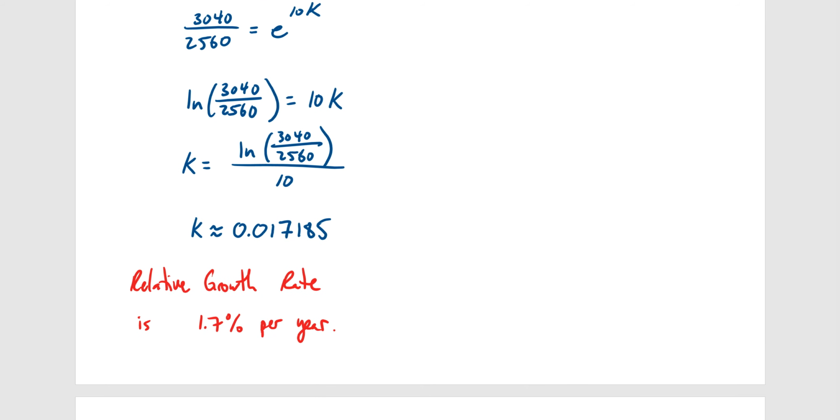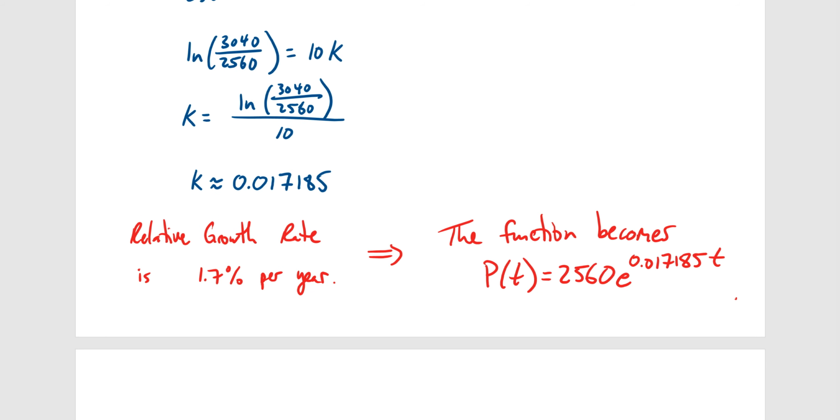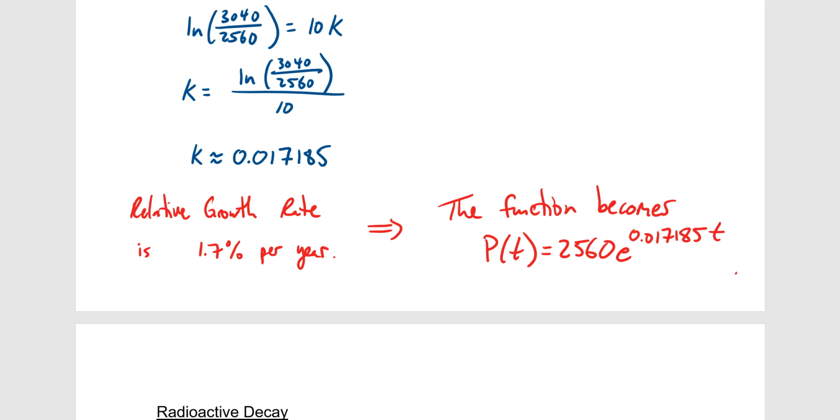From this, we now have our updated function. So now our function, P of t, is 2,560 e raised to the 0.017185 t. So it's important to make sure you're not using the percentage in your function. You're using the decimal form. So now we have P of t. So this function is going to be an estimate. It's a mathematical model for the population t years after 1950. So let's go ahead and answer the remaining questions now.